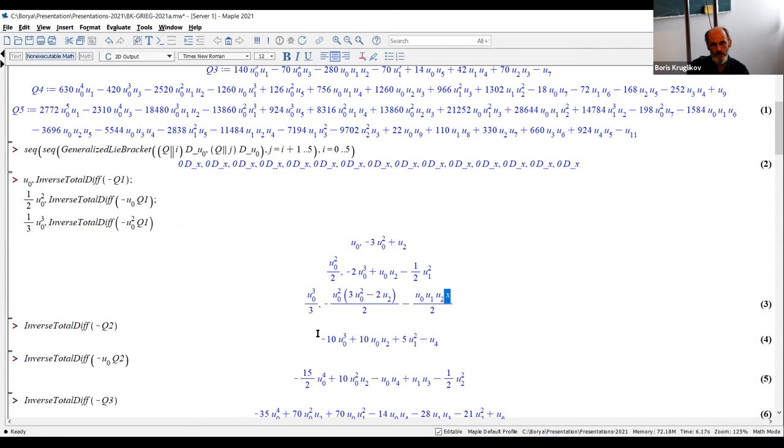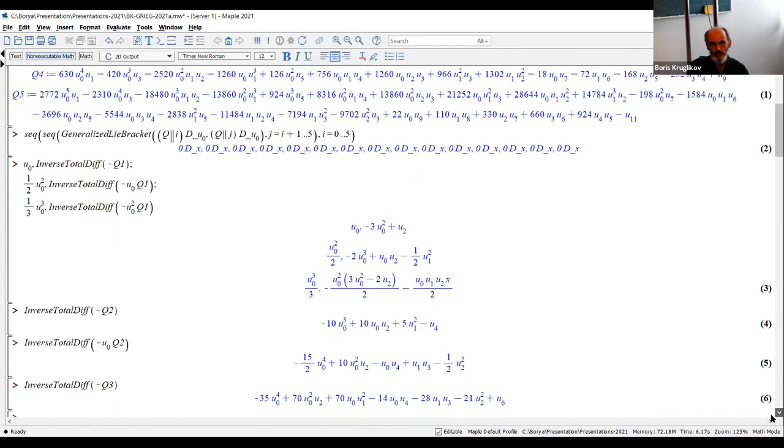Okay, so here is the third conservation law, which mentions the energy, right? It's obtained from Q2. And we can play further on, we can get a lot of those. Okay, I will not play this.